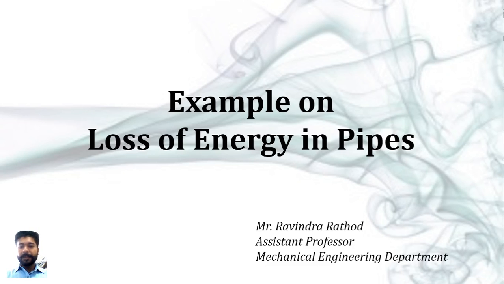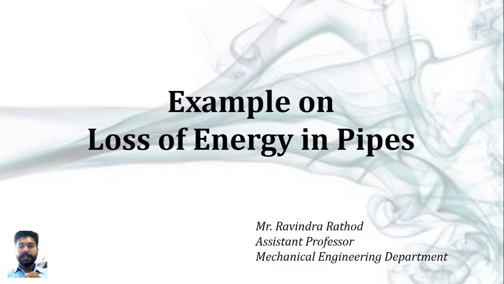In our previous session, we already covered the major losses which occur in a pipe whenever fluid is flowing through it. There are mainly two types of losses: first, the major loss, and second, the minor loss. The major loss occurs due to friction in a pipe, and the formula we use for that is the Darcy-Weisbach equation. That was our first formula.